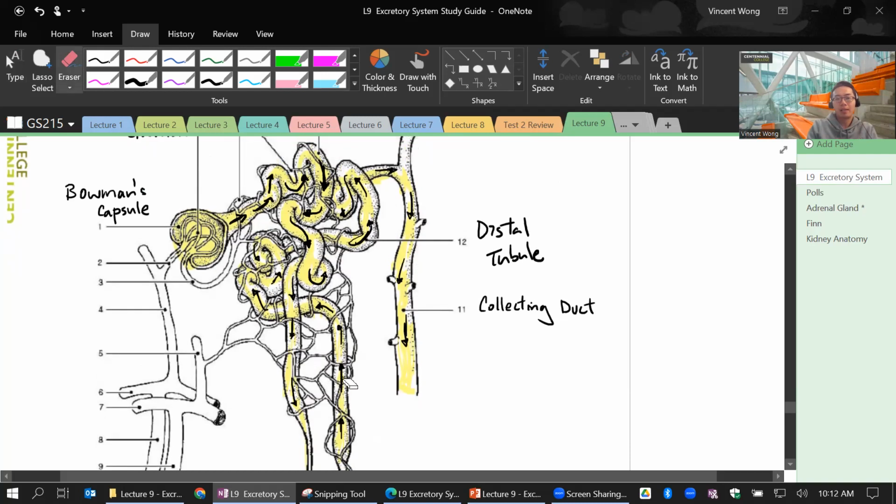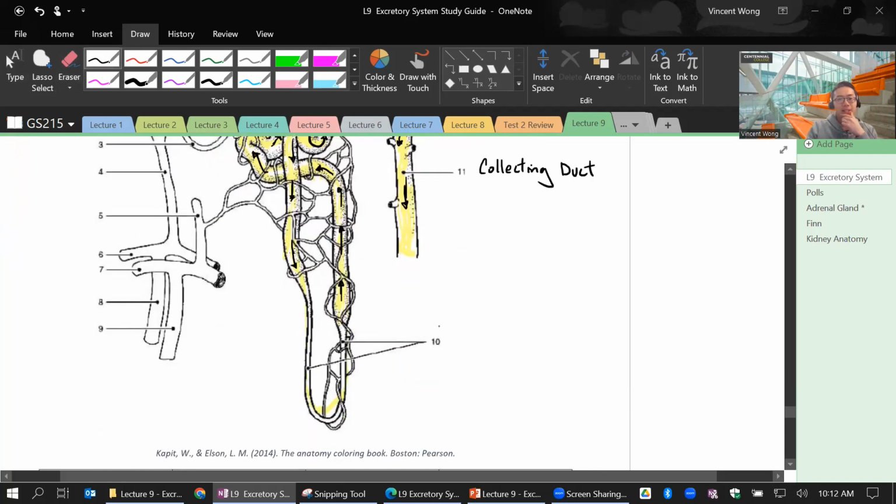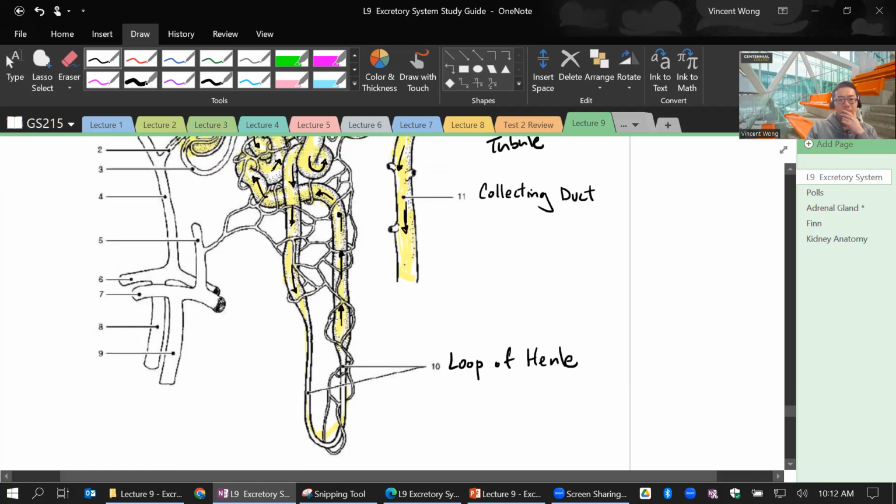Essentially, as soon as it comes out and after it starts turning, then we can call that the distal tubule. All this mumbo jumbo here is part of the distal tubule as well. Okay, thank you. So 10 is the loop of Henle. Loop of Henle. I hope that makes sense.